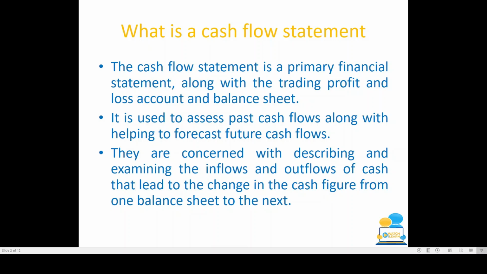A cash flow statement is a primary financial statement along with a trading profit and loss account and balance sheet. It is used to assess past cash flows along with helping to forecast future cash flows, and is concerned with describing and examining the inflows and outflows of cash that lead to the change in the cash figure from one balance sheet to the next.